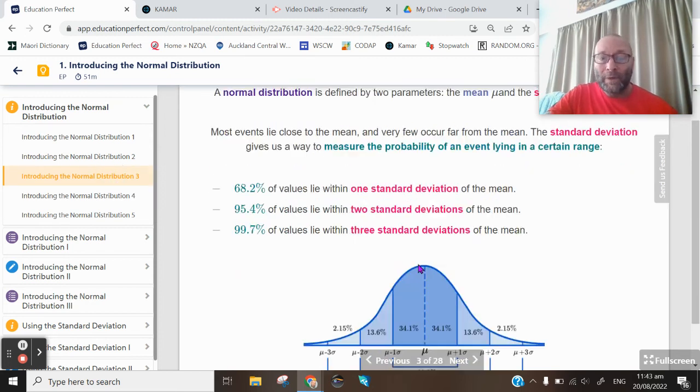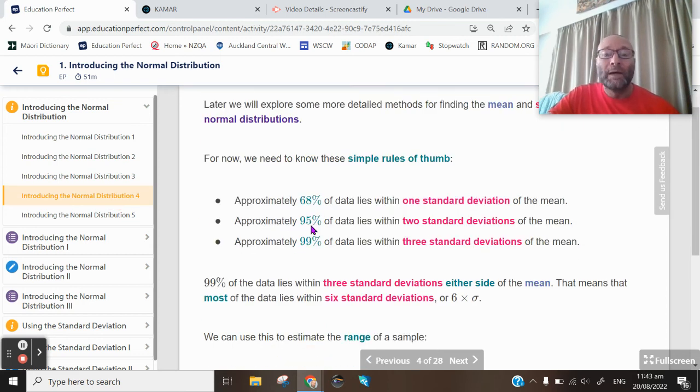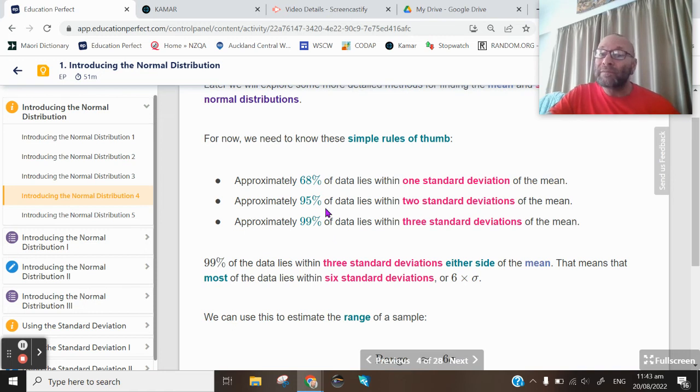The way we got that: we have 34% from the mean to one standard deviation below the mean, and from the mean up to one standard deviation above the mean is another 34%. 34 plus 34, that's where we got the 68%. We also need to know that 95% of the data lies within two standard deviations, and about 99% of all of our data lies within three standard deviations of the mean when the data is said to be normally distributed. So 99% of the data lies within three standard deviations either side of the mean.